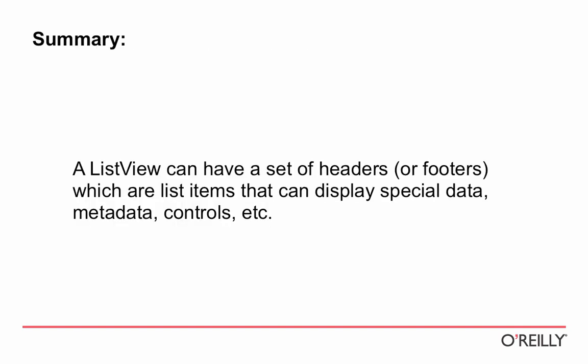So in summary, a list view can have a set of headers. So that's another interesting point. You can have as many different headers as you want. We only have one, but you can have multiple headers. And then footers, we're going to be looking at those in the next step. And those are list items that can display special data, metadata controls, load new, paging type controls, just like we've got here, that kind of thing.